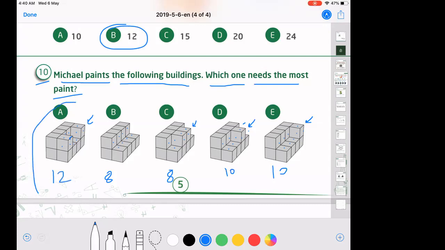So that will take the most paint by counting the faces. This question needs you to imagine the other side. How many faces? Okay, so here we have 12 faces. This needs the most paint. Thank you.